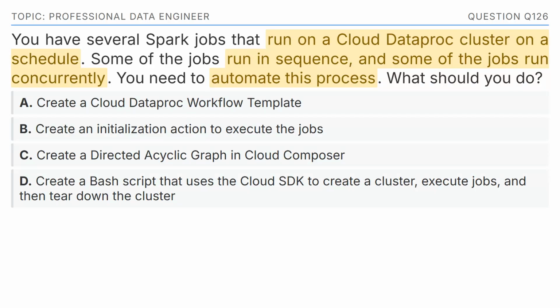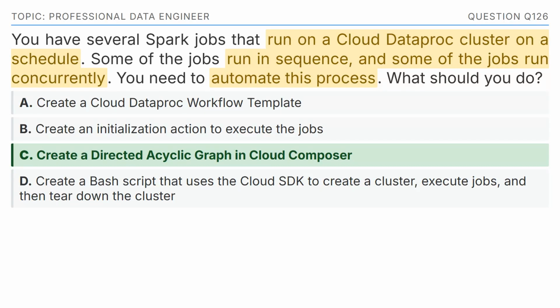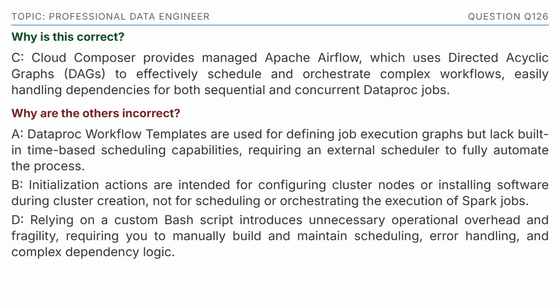To arrive at the correct answer, we focus on the keywords: run on a Cloud Dataproc cluster on a schedule, some run in sequence, and some of the jobs run concurrently. Automate this process. The correct answer is Option C, create a directed acyclic graph in Cloud Composer. Why is this correct? C. Cloud Composer provides managed Apache Airflow, which uses directed acyclic graphs, DAGs, to effectively schedule and orchestrate complex workflows, easily handling dependencies for both sequential and concurrent Dataproc jobs.